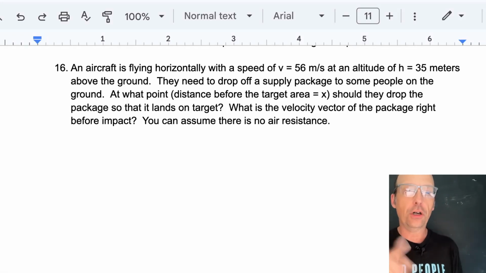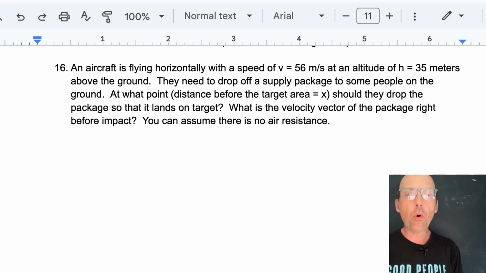Physics problem. Let's solve this one, number 16. And let's read it together. It says, an aircraft is flying horizontally with the speed of 56 meters per second at an altitude of 35 meters above the ground. They need to drop off a supply package to some people on the ground.